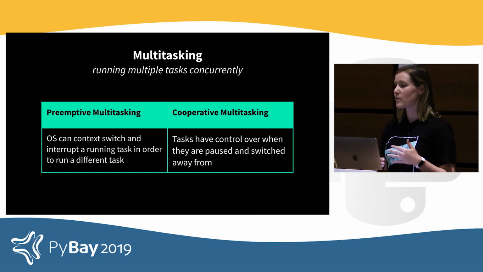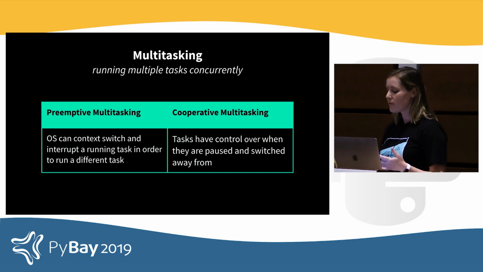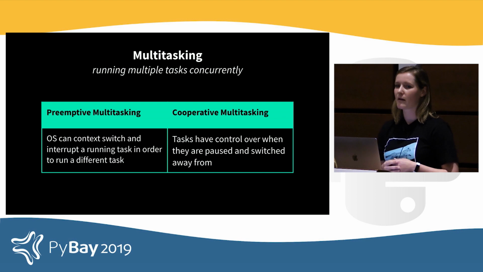The tasks have no control when or if this happens, which means that they can be switched away from in the middle of some complex or important execution. For cooperative multitasking, tasks specify where they will be paused. Let's go back to our restaurant example to see what this looks like in practice.